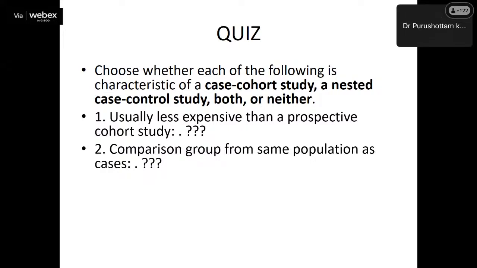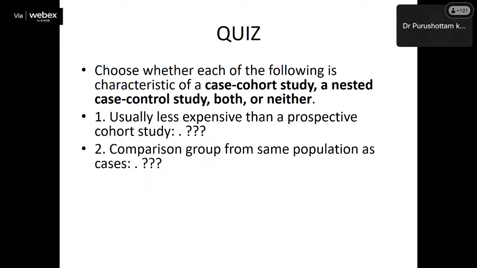Again, the answer is both. Because in nested case control, initially we have selected the cohort. That's why we have taken this question. If you don't understand the basic concept behind the things, then you can't understand the hybrid design. So in both nested as well as case cohort, what do we do first? We make a cohort. Both are cohort studies, and we modify that cohort study. So both are cohort: we started the study, made a cohort. Now we are just waiting for the disease.